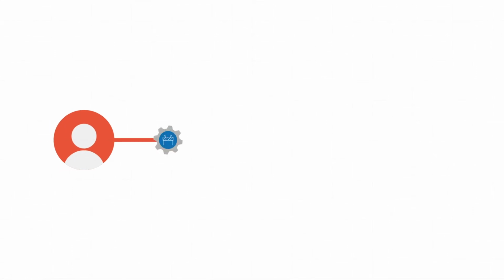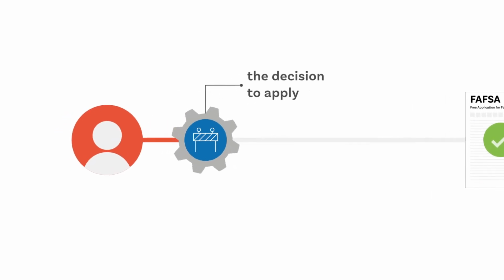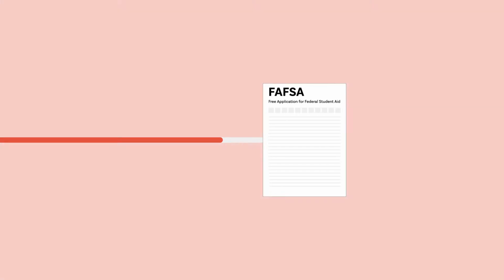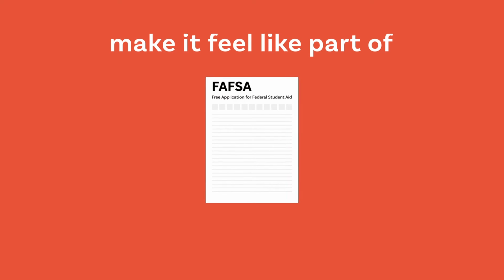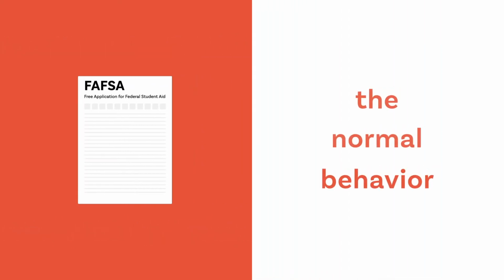Once we identified this key barrier for students in submitting the FAFSA, we came up with a hypothesis. We thought we can remove cognitive overload by removing the initial decision to apply or not apply. And we can do this by making the FAFSA application feel like it's just part of the standard college enrollment process. This way, no one is forced to apply, but it would make applying feel like it was the normal behavior to do.